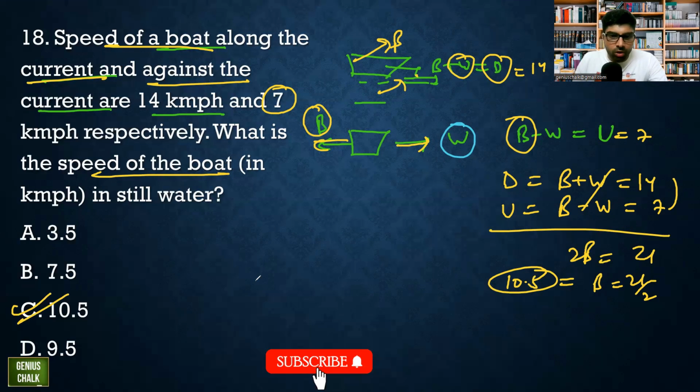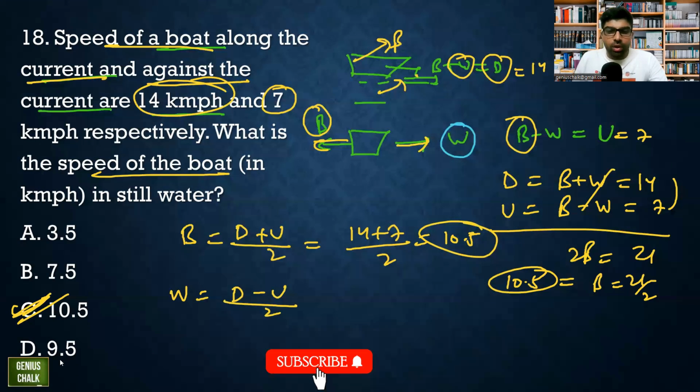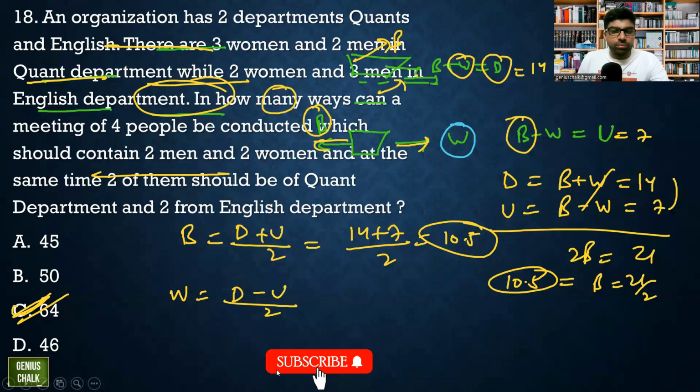Now in the exam, there is no need to do this much. You just remember the concept that the speed of the boat is (downstream plus upstream) by 2, and the water stream is (downstream minus upstream) by 2. So here downstream is 14, so 14 plus upstream, which is 7, by 2. That is straightforward, 10.5. So this is the best method. You can solve this question.